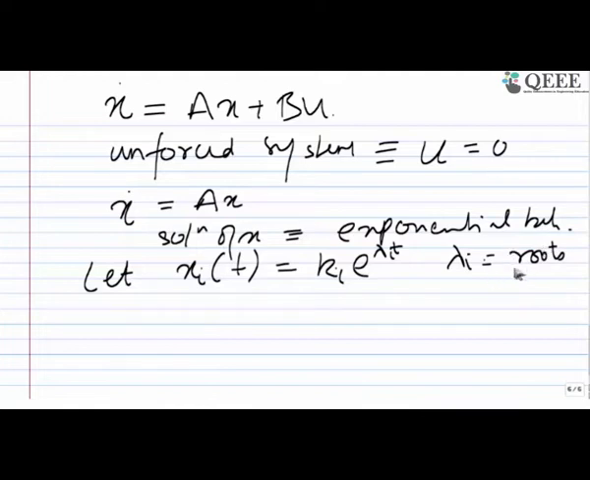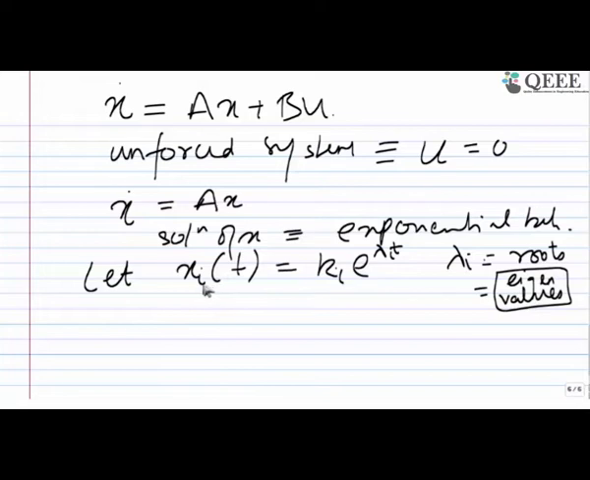Okay, we also call them the eigenvalues. For the moment, if you haven't heard about eigenvalues, just note this down: these lambda i are also called eigenvalues. So x_i(t) is equal to this one. So this is an element.